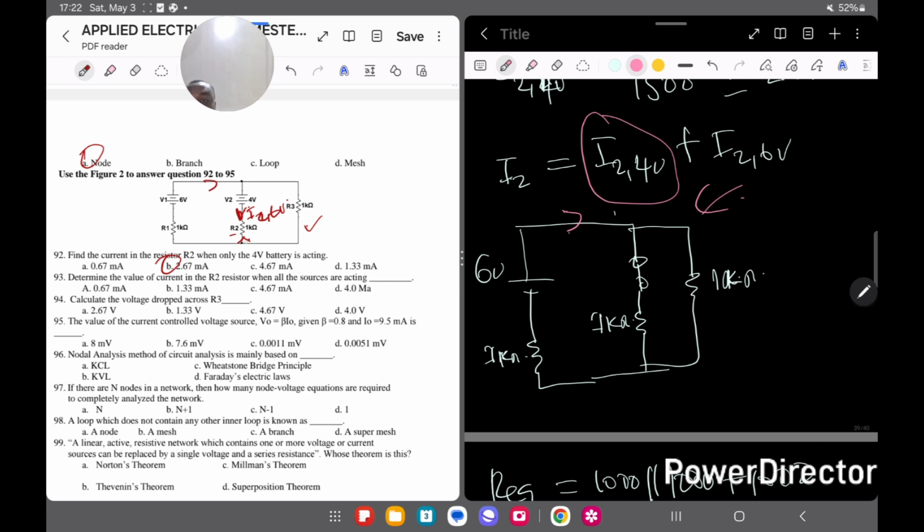Now when V2 is active, you see the current is what? It's from up here, right, down, moving up. So this will be what? Our I2 due to 4 volts acting. So you can see they are in opposite direction.